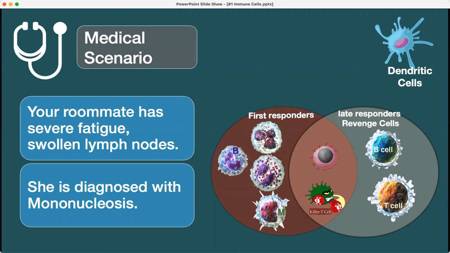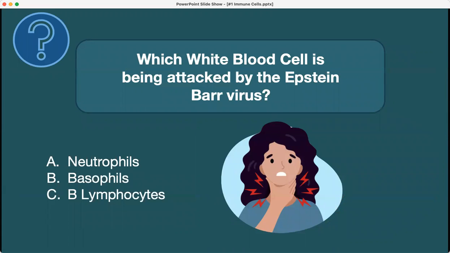So this is a medical scenario. Your roommate has severe fatigue and swollen lymph nodes. She is diagnosed with mononucleosis. Which white blood cell is being attacked by the Epstein-Barr virus? The Epstein-Barr virus is what causes mononucleosis. Is it her neutrophils, basophils, or B lymphocytes? The answer is the B lymphocytes.